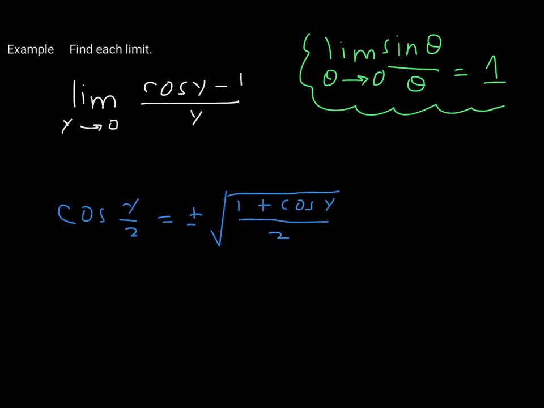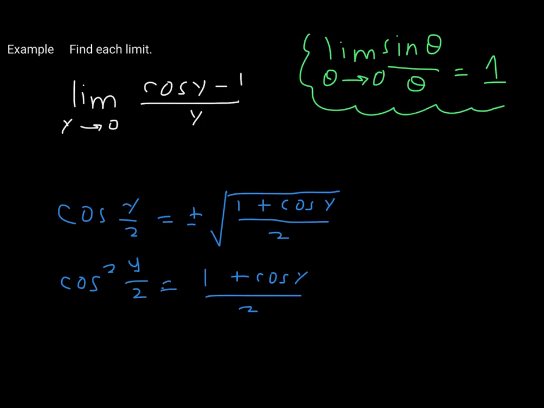Okay, that 2 right here is underneath the square root. I can square both sides, so stay with me. So if I square both sides, then cosine squared of y over 2 is equal to 1 plus cosine y, all of that over 2. Now, remember the Pythagorean identity?